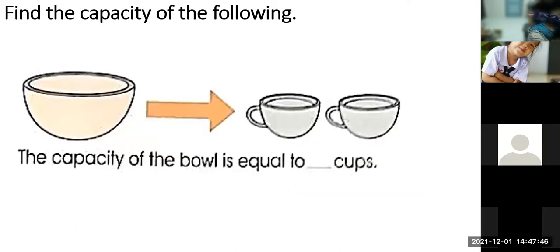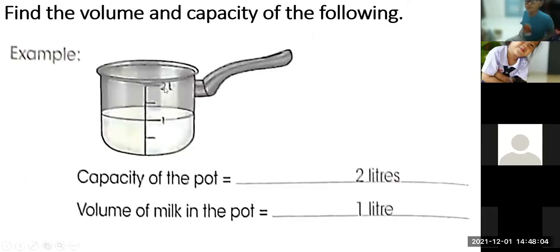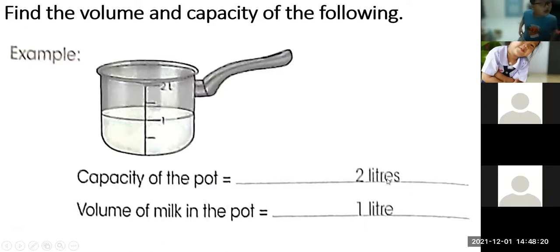Letter C. This is number 25. 2 cups. How about here? 30 tablespoons. Here, the capacity is 2L. The volume is 1L or 1 liter. So if more than one, you put letter S. Don't forget to put letter S. If only one, do not put letter S. 1 liter only. And here, 2 liters, so put letter S.